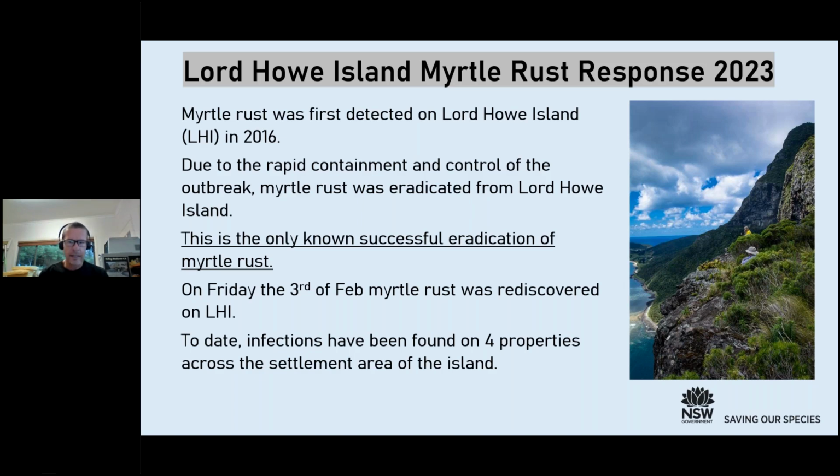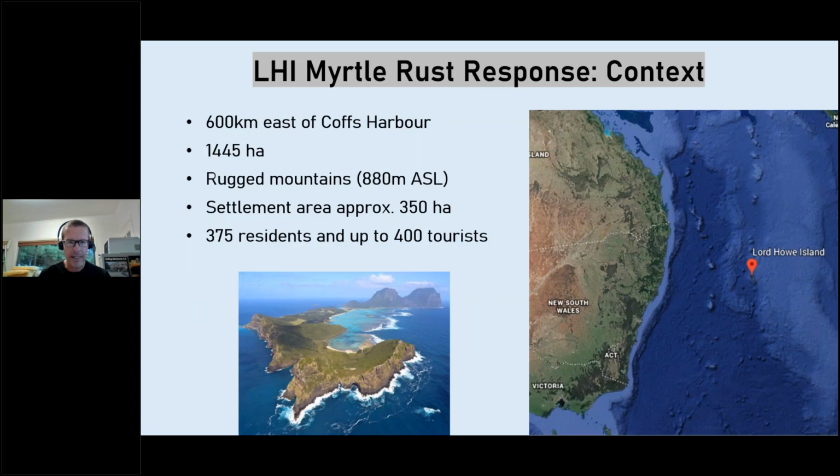So just a bit of context on Lord Howe. It's 600 k's east of Coffs Harbour. It's about 1,400 hectares. It's a very rugged island in terms of its topography. It's dominated by these two large mountains to the south of the island, Mount Lidgbird and Mount Gower. The settlement area, which is where the infections have been found so far, is approximately 350 hectares, has just under 400 residents and about 400 tourists maximum at any point in time.